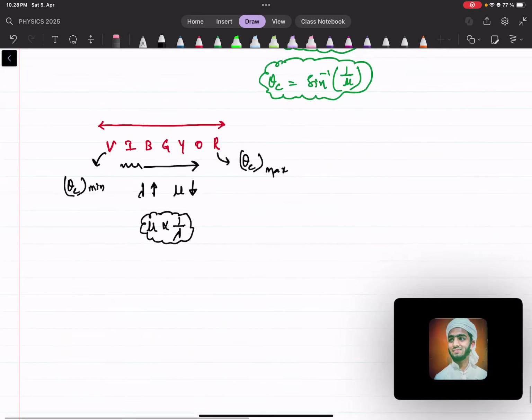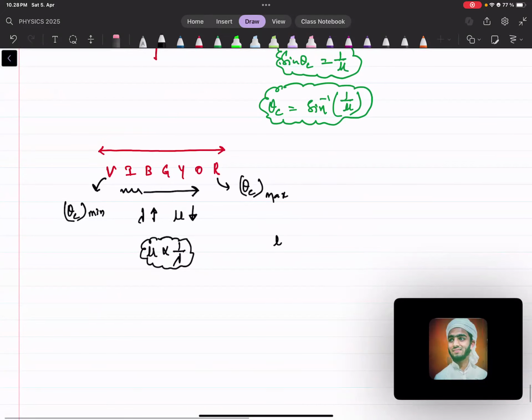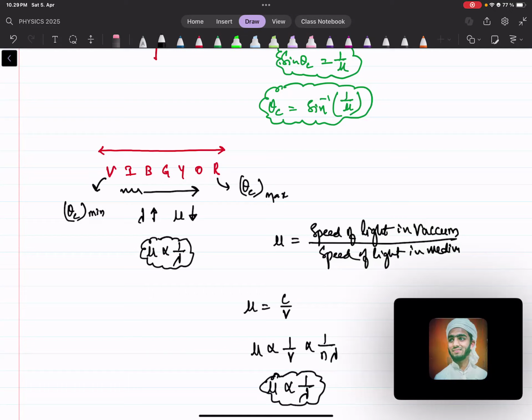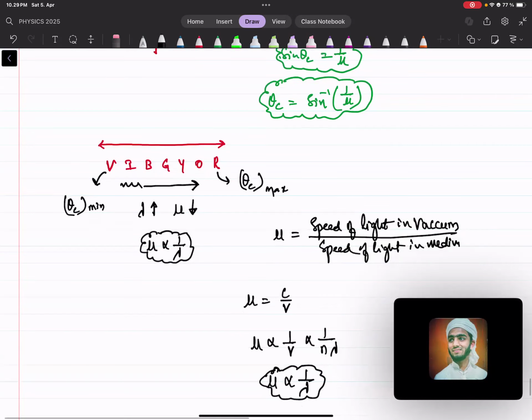One more definition for refractive index. What is it? Mu is equal to speed of light in vacuum divided by speed of light in medium. Okay, that means mu is equal to c by v. c is a constant, so mu is inversely proportional to velocity, and that is inversely proportional to nu into lambda. That is the reason we're saying that mu is inversely proportional to lambda. Frequency will be constant. Am I clear?